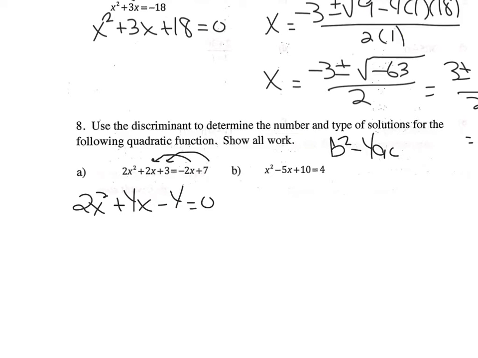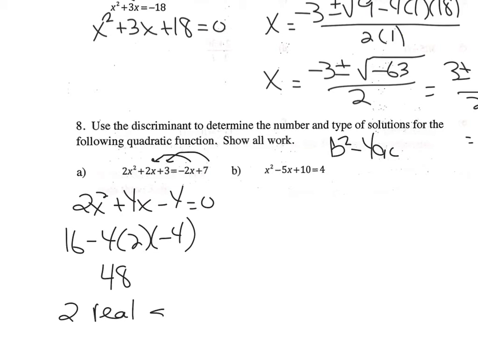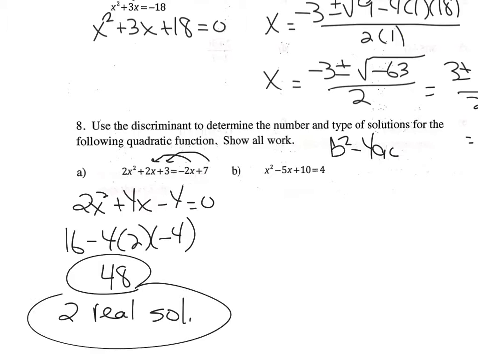Now you can do your b squared minus 4ac. b squared is 4 squared, which is 16, minus 4ac, which is negative 4. I have 2 negatives, which is going to turn it to a positive. 8 times 4 is 32. 16 and 32 is 48. Because it's positive, I'm going to get 2 real solutions. And that's all you got to do: find the discriminant, tell what it tells you.